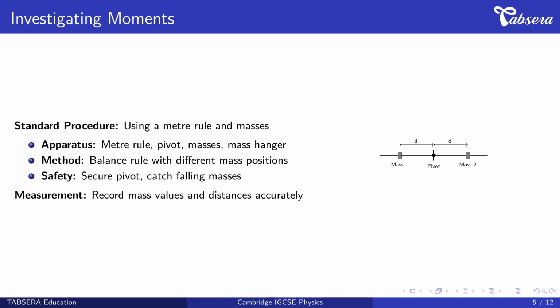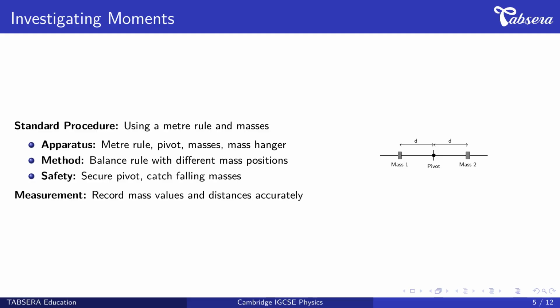First, balance the meter rule on the pivot without any masses. Second, add masses at different distances from the pivot. Third, adjust positions until the rule balances horizontally. Safety is paramount. The hazards include falling masses causing injury. Therefore, you must secure the pivot firmly and position hands to catch any falling masses.